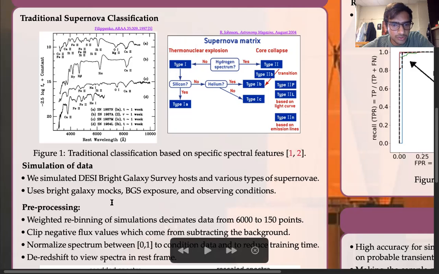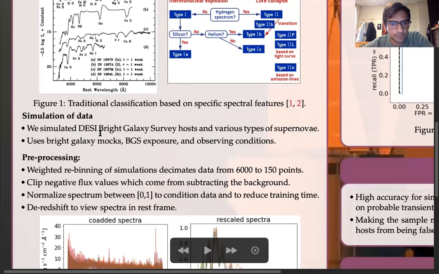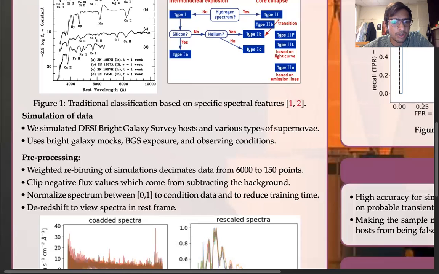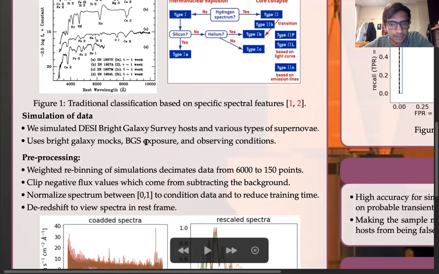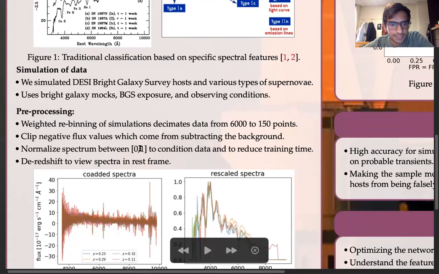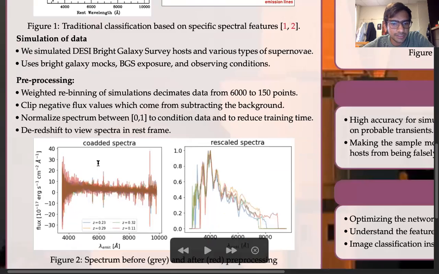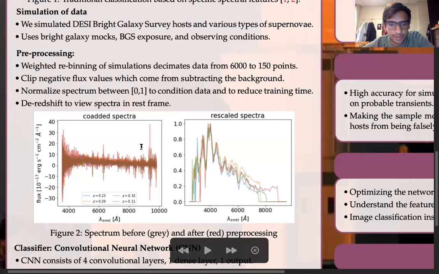Supernovae are very rare events. So we simulate them using the BGS survey, and that's what is used for the training of the data. So you see, this is the data we collect, right? And it's very hard for the network to latch onto anything from here.